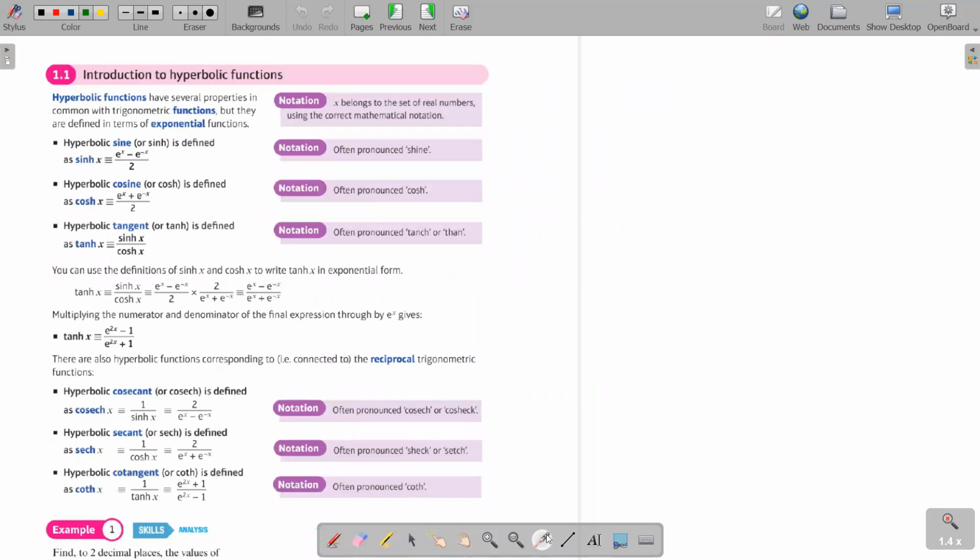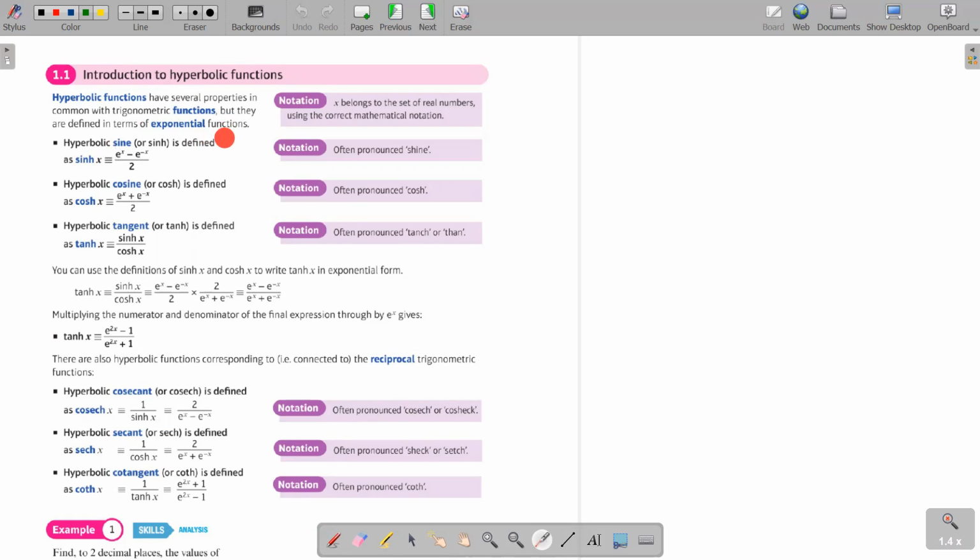In P1, P2, P3, and basically in the previous further mathematics, we were mainly working with trigonometric functions and exponential functions, right? So those were the ones that we normally work with. But now we are going to introduce you to hyperbolic functions. Hyperbolic functions have several properties in common with trigonometric functions. They have some similarity, but they are defined in terms of exponential functions. So this is the difference.